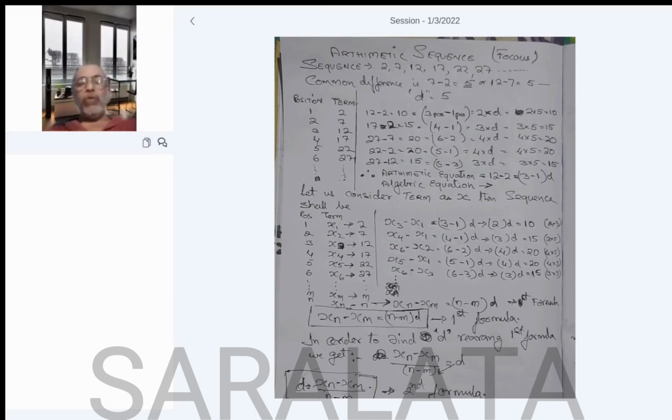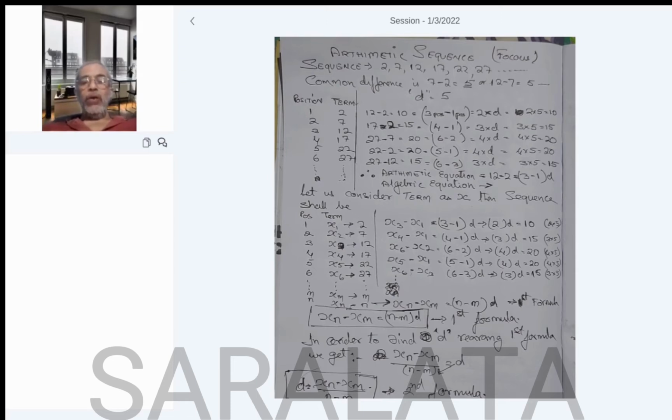So in short, we get a one-line equation: 12 minus 2 is equal to 3 minus 1 into D. That's the first numerical formula we get, where the left hand side and the right hand side are equal. This is the first formula we are getting, but this is not an algebraic formula, it's a numerical equation.